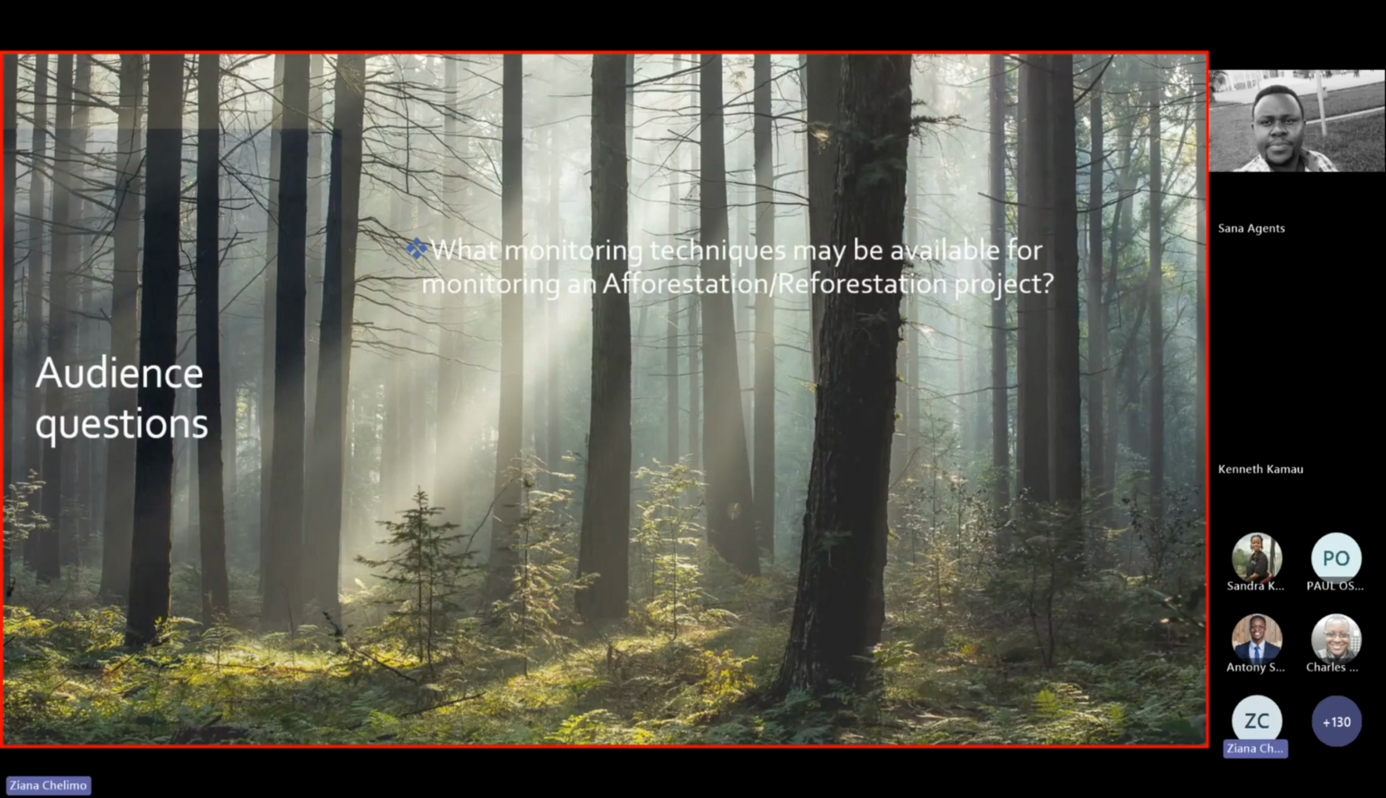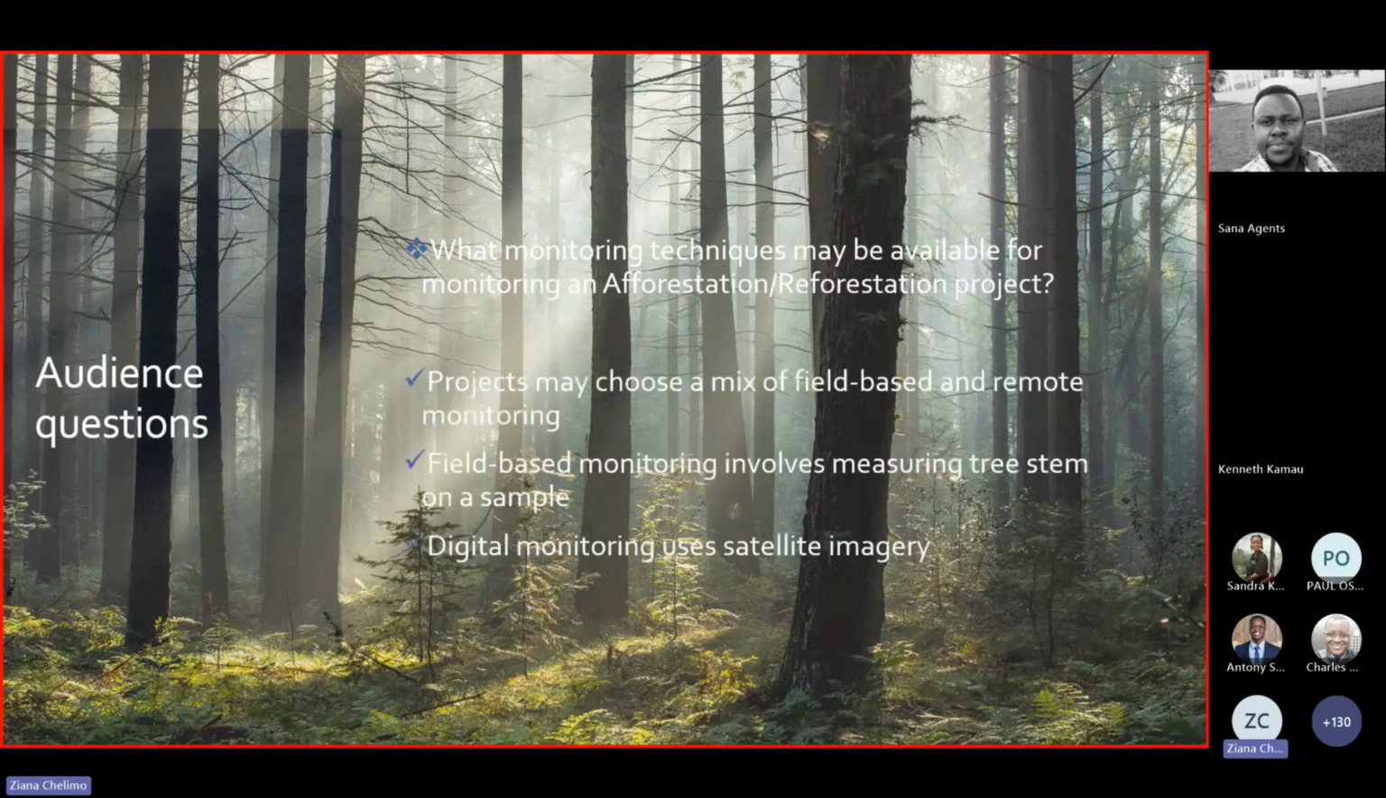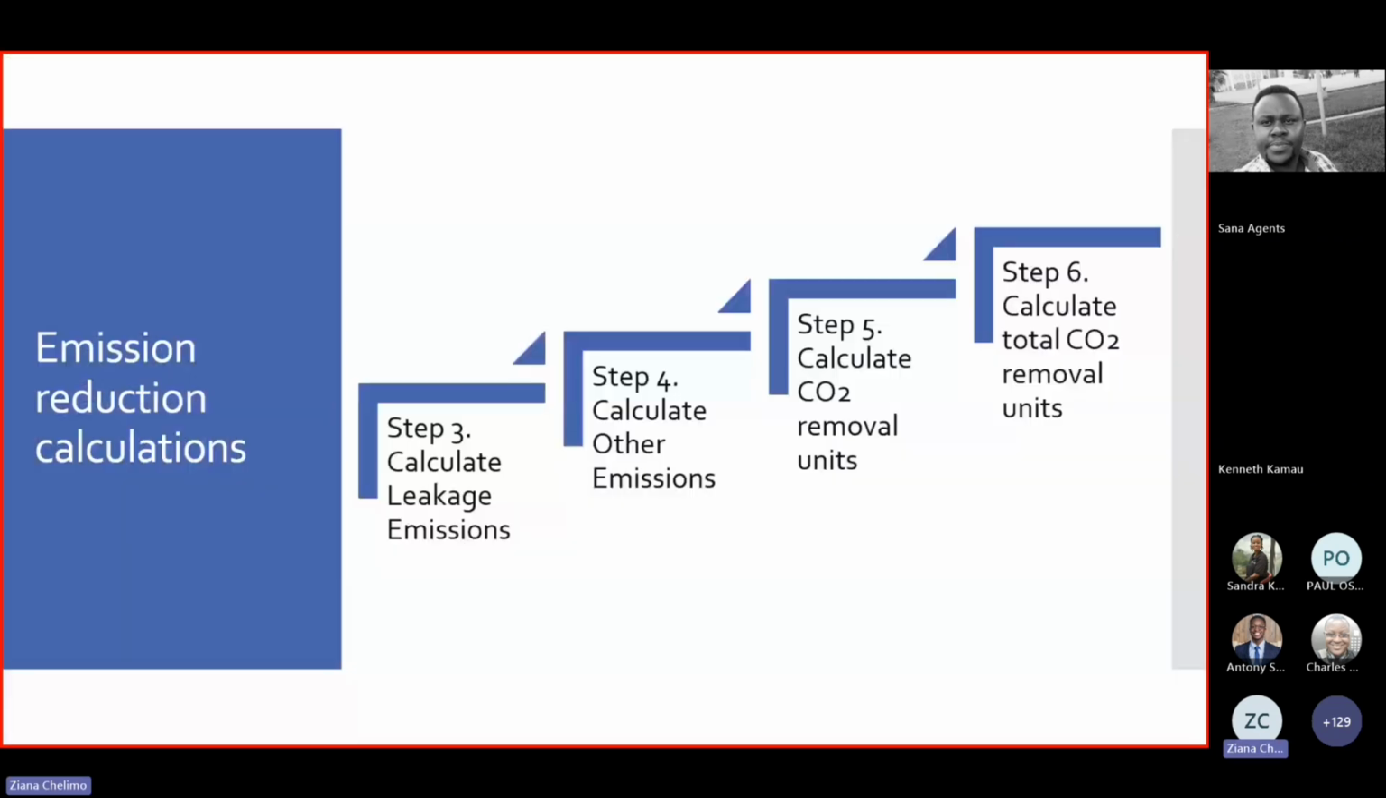Okay, as you type in, I'll also share the answer with you so that you can see if we're on the same wavelength or not. Projects may choose a mix of field-based and remote monitoring, or field-based monitoring alone. Field-based monitoring involves measuring the tree stem on a sample. So, as it says, this is on the ground, and then the digital monitoring utilizes satellite imagery. I hope for the people who answered this question, we were together on that.